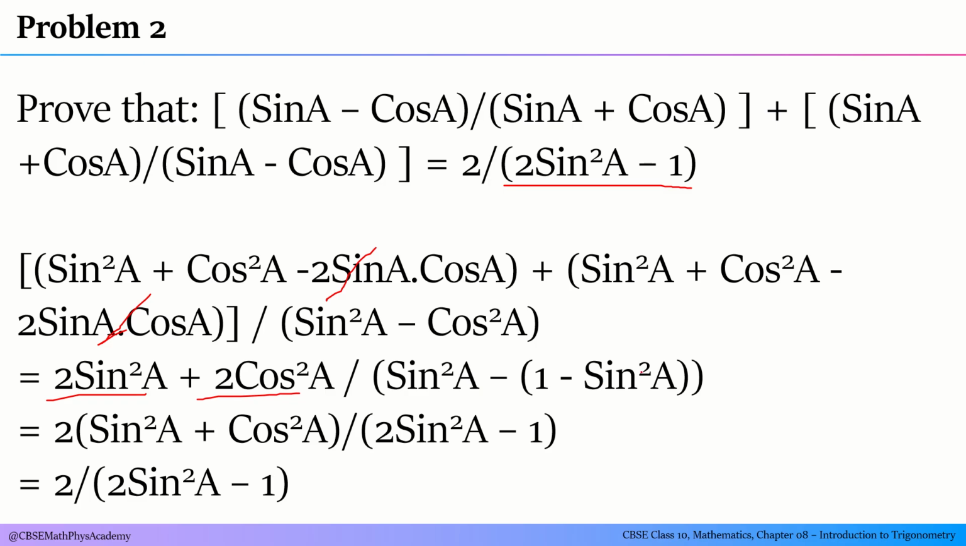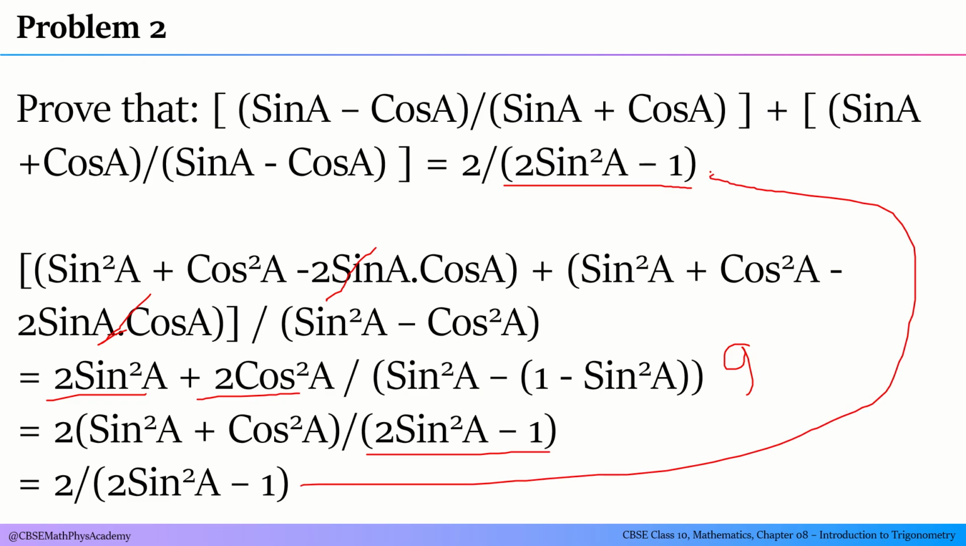Please refer to video 9 to understand this conversion. So in the denominator it becomes sin square A minus (1 minus sin square A). By adding both, the denominator becomes 2 sin square A minus 1. Similarly, on the numerator, I am pulling out 2 separately, and within the bracket I am putting sin square A plus cos square A, which is nothing but 1. So the resultant equation is 2 by (2 sin square A minus 1), which is your right hand side. Thus it is proved.